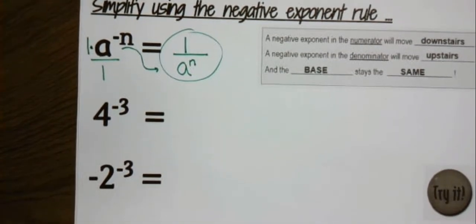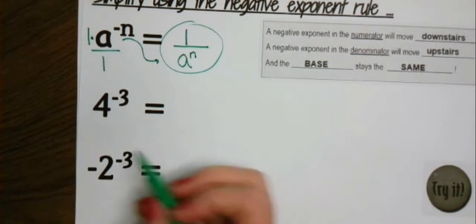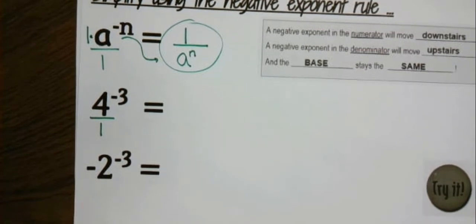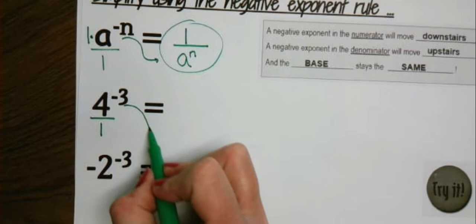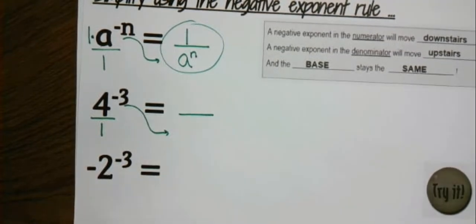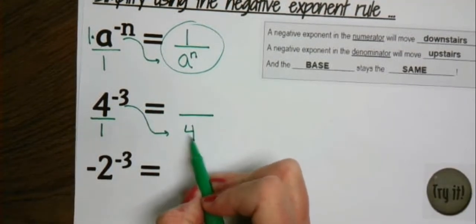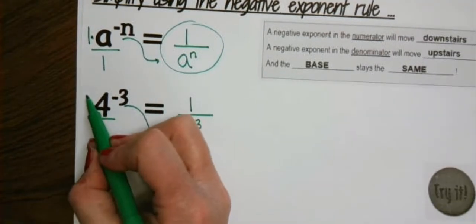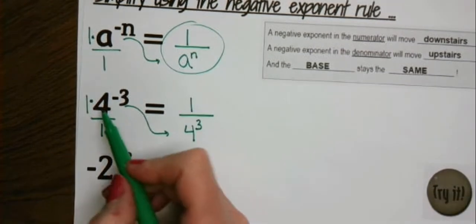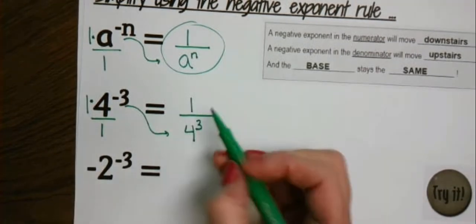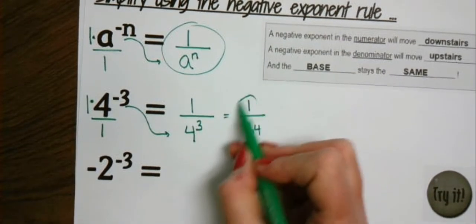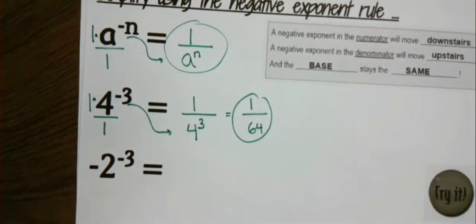All right, let's try the second one. Here on the second one, I've got 4 to the negative third power. I want to write this as a fraction. I can always write anything as a fraction with a denominator of 1. Now I have a negative exponent, so I want to move that downstairs to the denominator. The base stays the same. The big 4 stays the same. The exponent becomes positive, and I have a 1 in the numerator. Remember, I could rewrite this as 1 times 4 to the negative third. When I move that down, the 1 remains in the numerator. Now I can keep evaluating this. 1 over 4 times 4 times 4 is 64. And of course, if you did this on your calculator, you'd get 1 over 64.